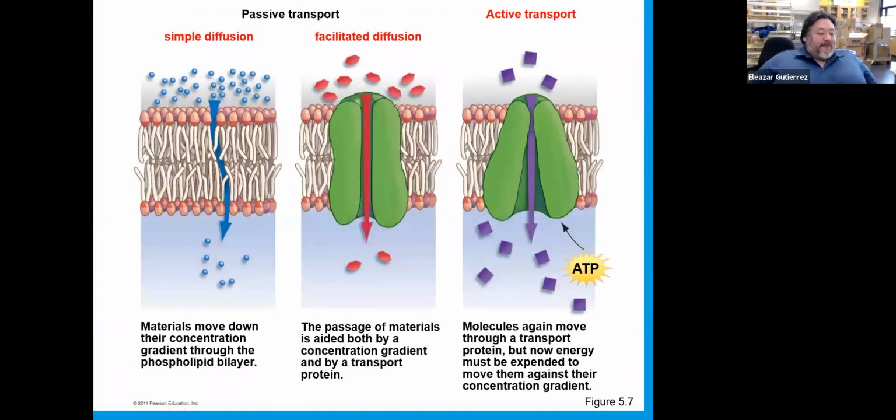Okay, good stuff. So we're going to start here with passive versus active transport. And I want you to grasp the main traits of each one.